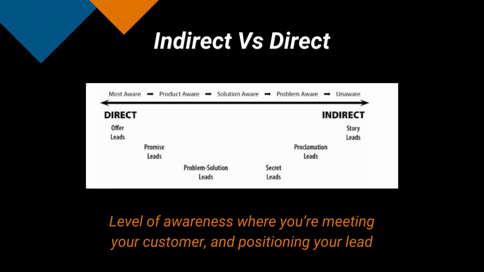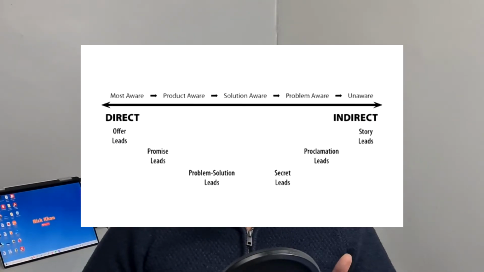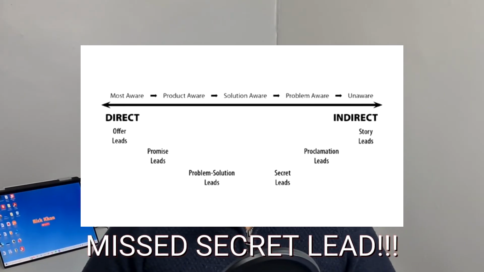Depending on how much your prospect knows about your product and solution, you'll use different approaches. If they know nothing about you or the solution, then you'll go more indirect. And the more they know about you and your solution, the more direct you'll be with them. So altogether, from indirect to direct, there are 6 different lead types, which is the story leads. Now, this is the toughest one, but has the biggest rewards, and it opens up to bigger audiences. And then you have proclamation leads, the problem solution leads.